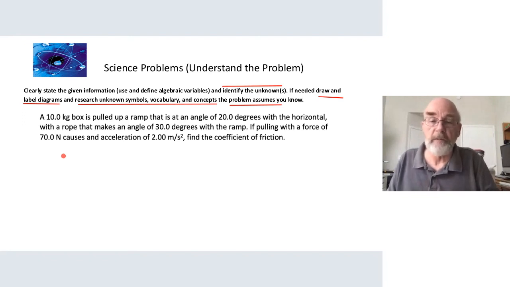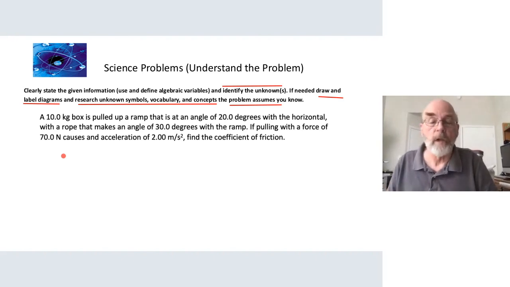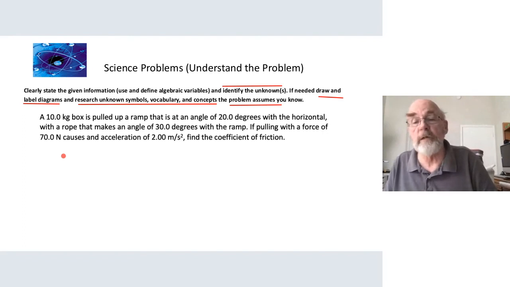Sometimes 90% of your struggle in applications and word problems is understanding it. A 10-kilogram box is pulled up a ramp that is at an angle of 20 degrees with the horizontal, with a rope that makes an angle of 30 degrees with the ramp.